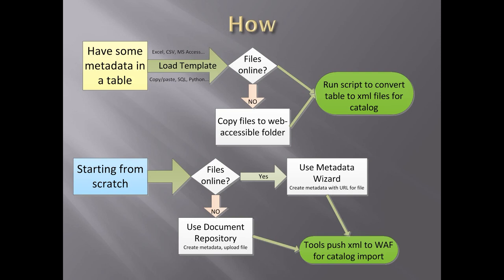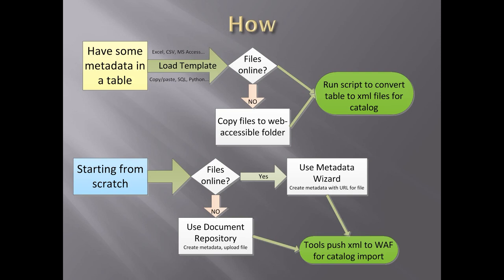Once it's in the template, then you have to consider whether the resources that you're describing and that you want to make accessible are already online or not. If you already have the files online, then when you are loading the template, the trick is you have to get the URLs for the file locations into the URL field in the template. If you don't have the files online already, then you have to figure out, okay, where am I going to put the files? You can either put the files in a web accessible directory on a server that you have on your website, or they could go to one of the hubs, is the philosophy.